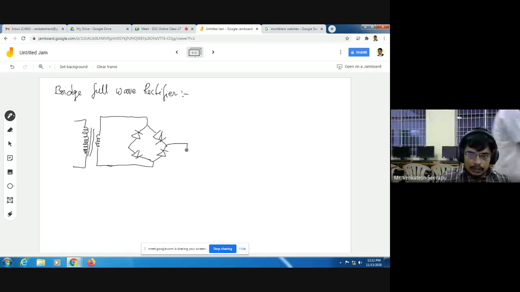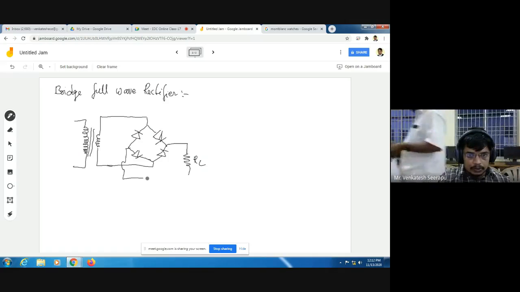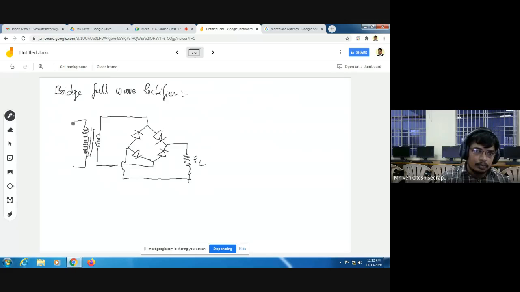Here we will take the output across the load resistance RL. We give the input from our mains supply, which is 230 volts AC at 50 Hz, and here we will take the output signal. So this is a bridge full wave rectifier.